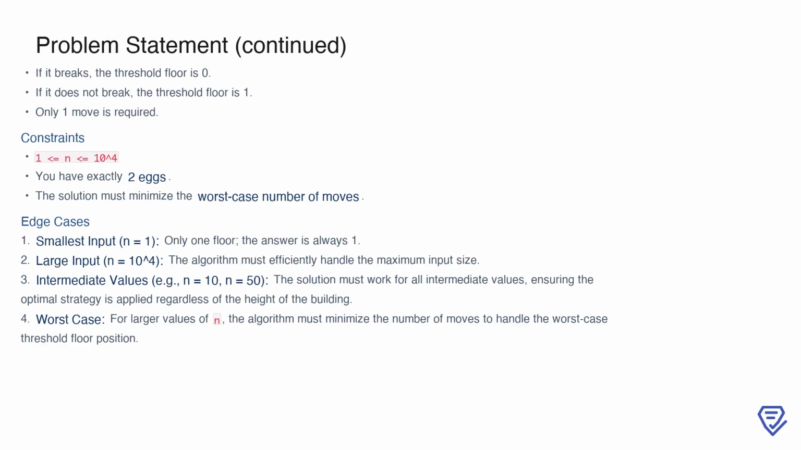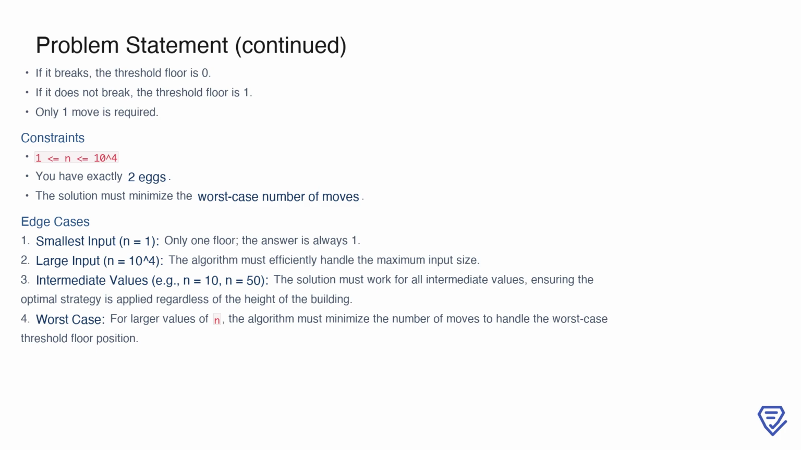Lastly, let's consider the case where n equals 1. Here, there is only one floor, so the solution is straightforward. Simply drop the first egg from floor 1. If it breaks, the threshold floor is 0. If it does not break, the threshold floor is 1. In this scenario, only one move is required.